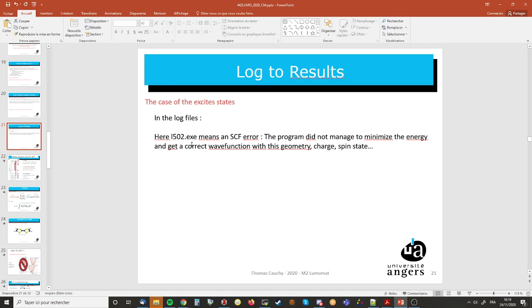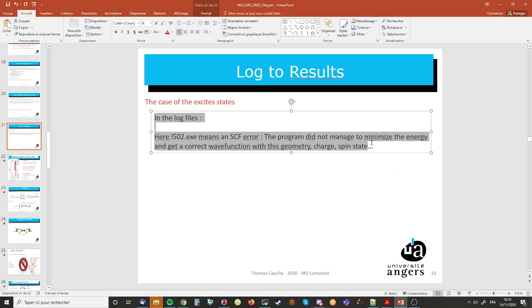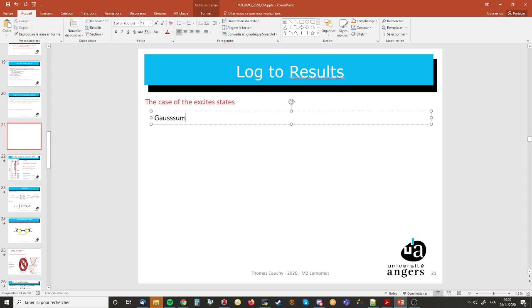Okay, so now the look. So with GaussSum we can make spectra out of our log file? Yep.